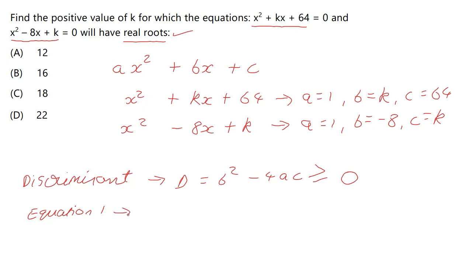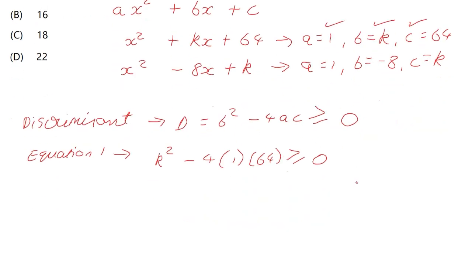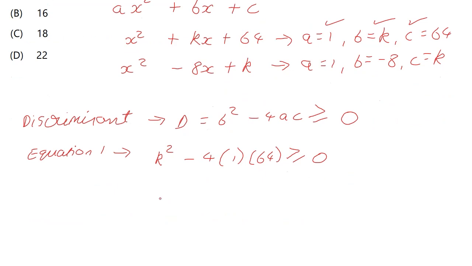And we will start with equation 1, and for that, we have b square. What do we have as b? B is k. So k square minus 4 into a, which is 1, into c, which is 64, which is more than or equal to 0. Now, k square we can write as it is. 4 into 64 is 256. Please check on the calculator so you do not go wrong.